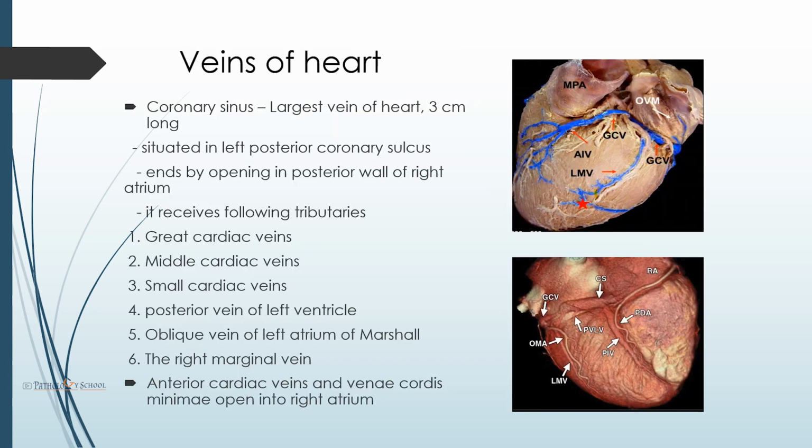Veins of the heart. The coronary sinus is the largest vein of the heart, 3 cm long, situated in the left posterior coronary sulcus, and ends by opening in the posterior wall of the right atrium. It receives the following tributaries: great cardiac vein, middle cardiac vein, small cardiac vein, posterior vein of the left ventricle, oblique vein of the left atrium of Marshall, and right marginal vein. The anterior cardiac veins and venae cordis minimi open into the right atrium.